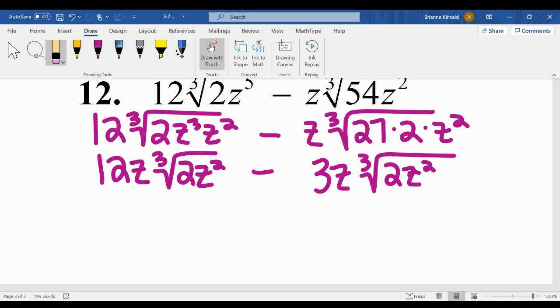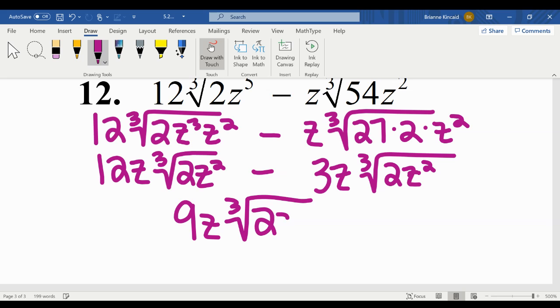So on the outside, you have this 12z minus 3z. That's going to be 9z. And then more specifically, 9z times the cube root of 2z squared. Final answer for this one.